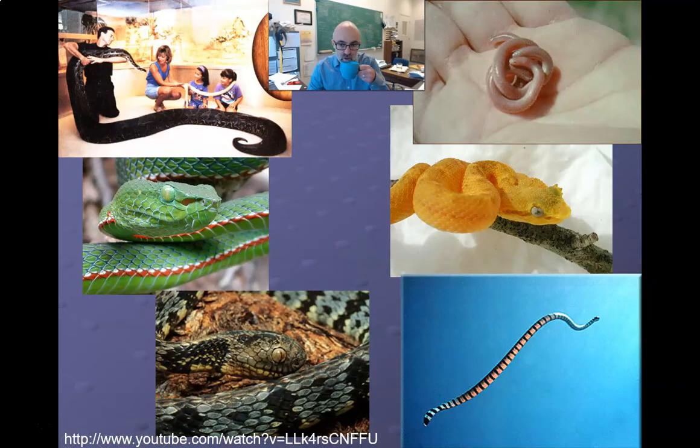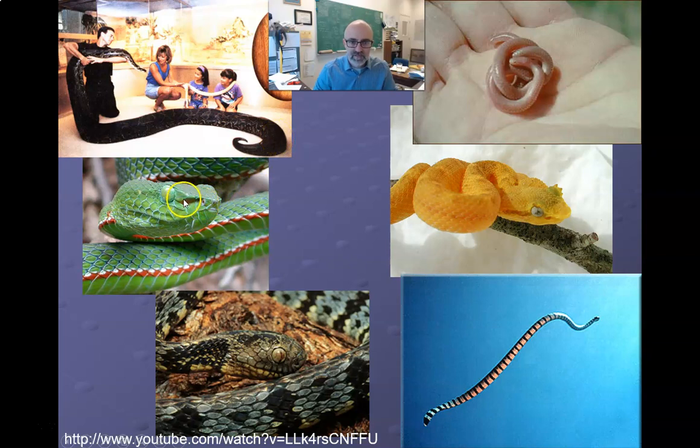Snakes. This is Samantha. She was the largest snake in captivity. Bronx Zoo. Reticulated python or Burmese python. Massive, massive animals. Hundreds of pounds.